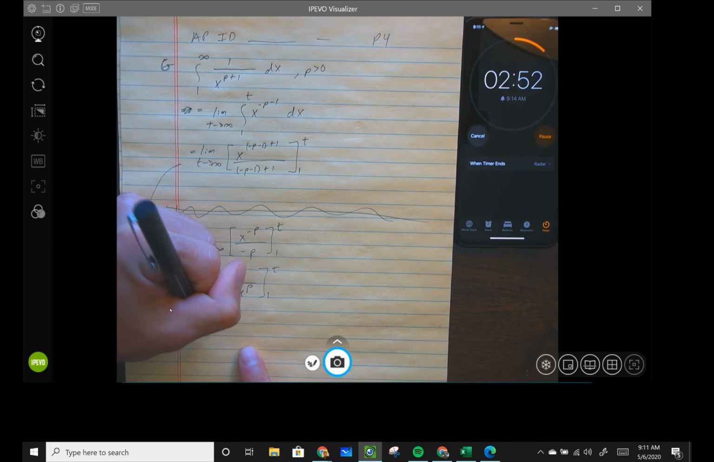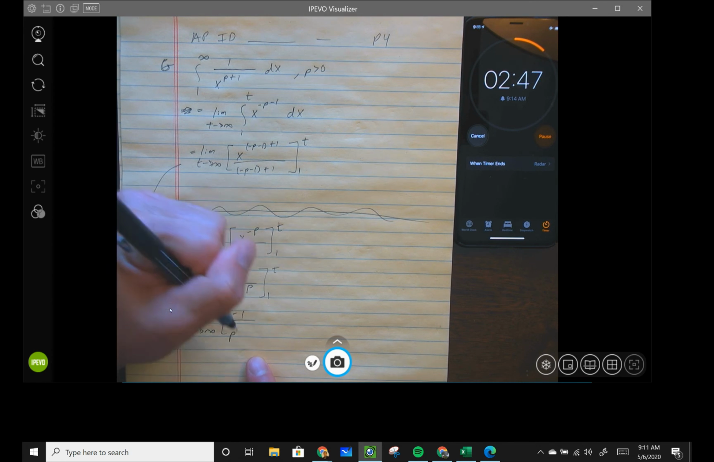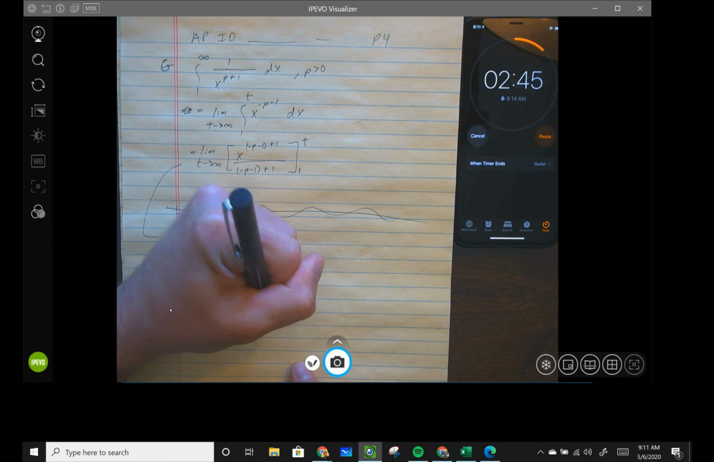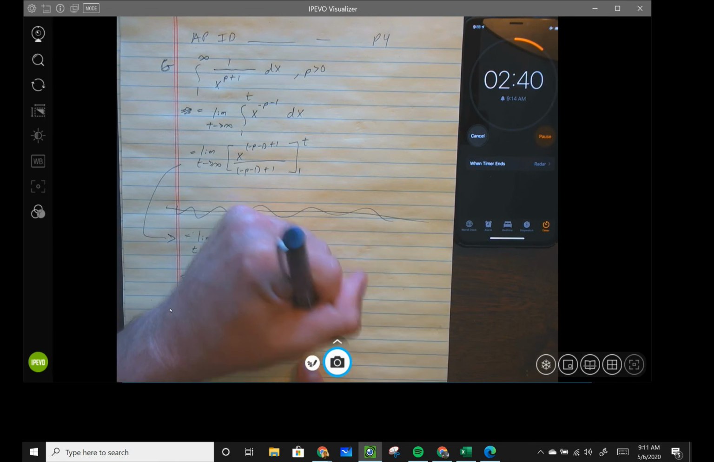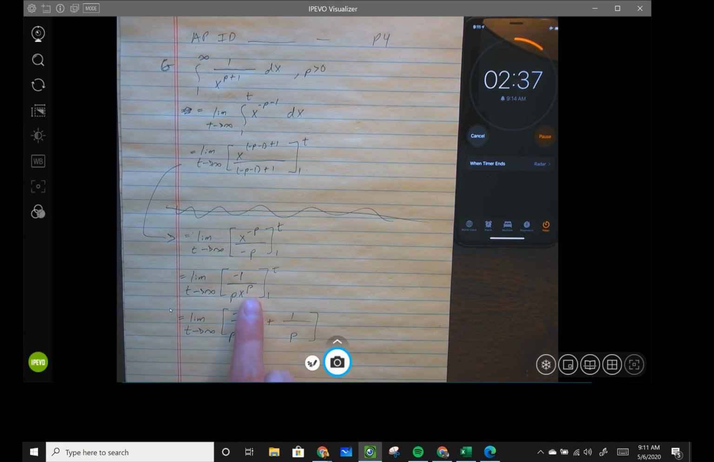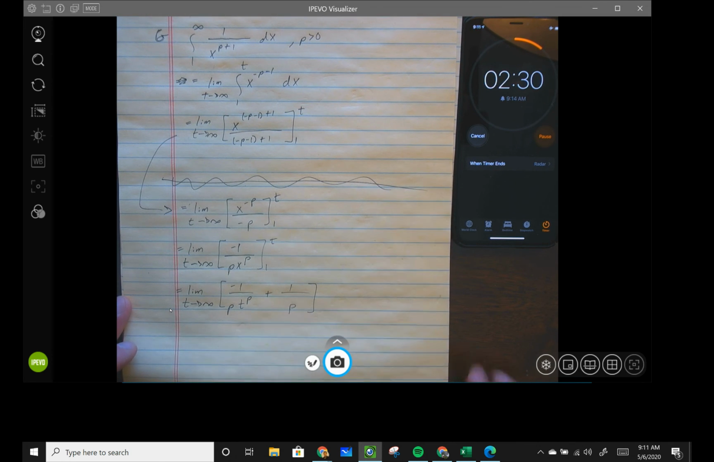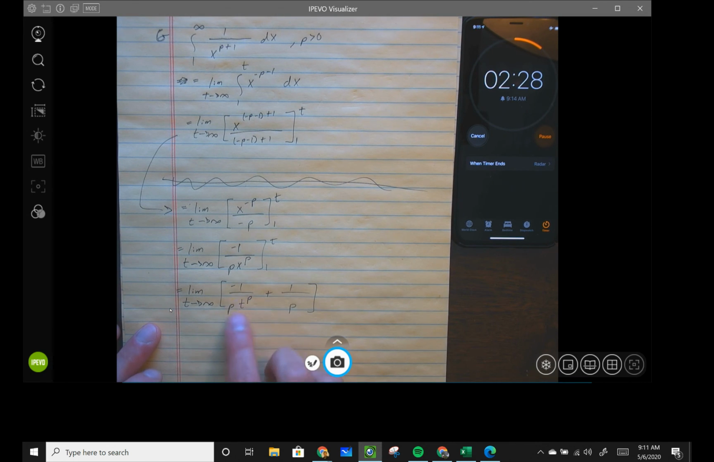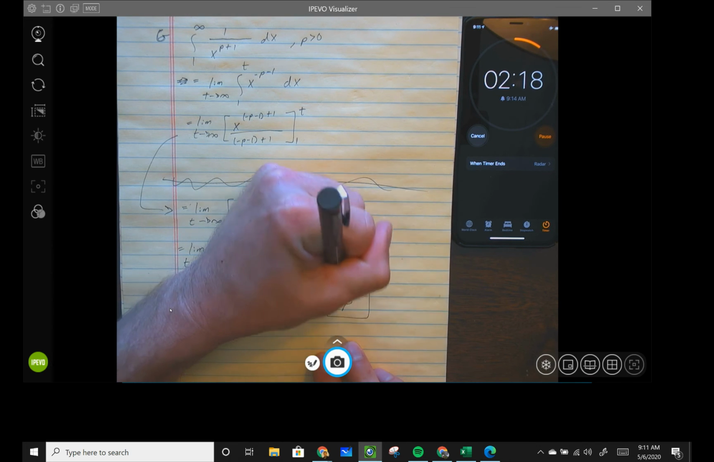All right. So when I subtract, I'm subtracting the negative, so I made that positive right away. Hopefully that was okay with you. And as t goes to infinity, this denominator grows and this numerator stays constant. So this limit is 0. So the limit of this thing equals 1 over p. And I believe we are done.